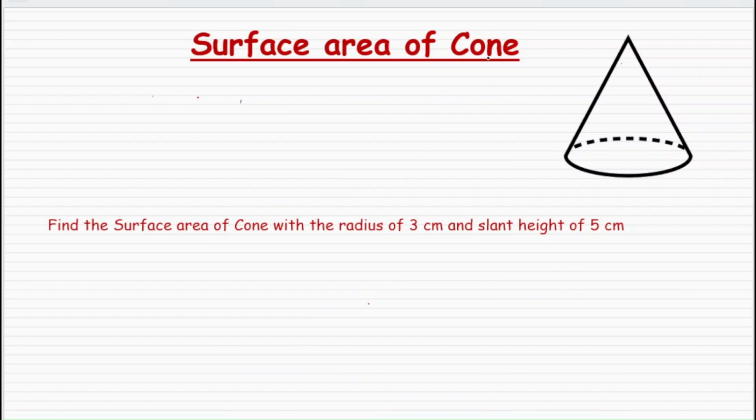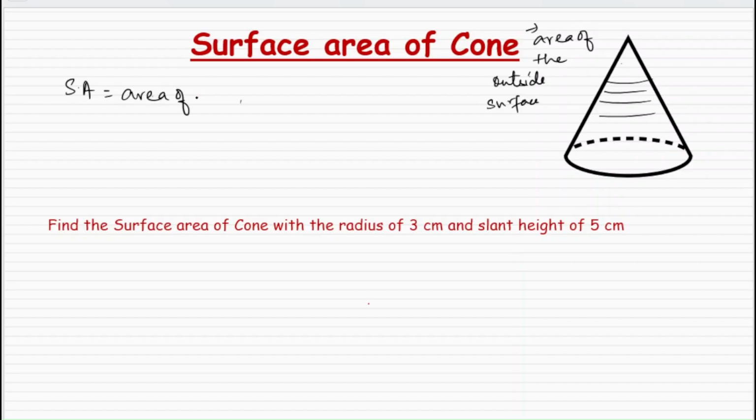What is the surface area? Surface area is the area of the outside face or the outside surface. So look at this cone. I have this bottom base as a circular part and the curved surface area. Correct. So the surface area of the cone is made up of the area of the circular base plus the curved surface area of the cone.